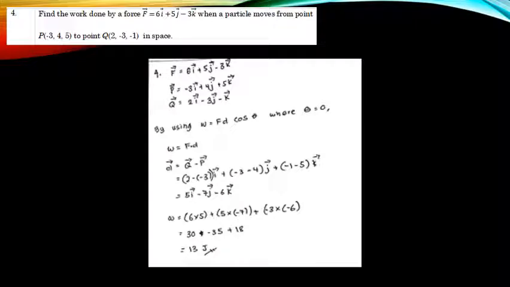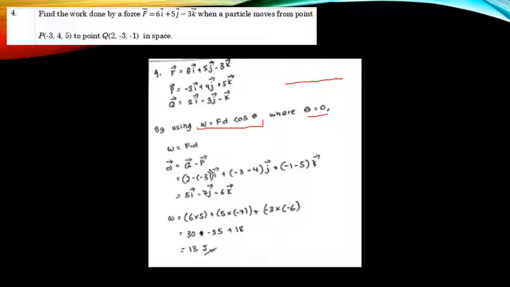For question 4, find the work done by a force vector F equals 6i plus 5j minus 3k when a particle moves from point P to point Q. So we know it's from point to point. By using this formula, work done equals force times distance times cos theta, where theta equals 0 because point to point shows a straight line, so there is no angle.